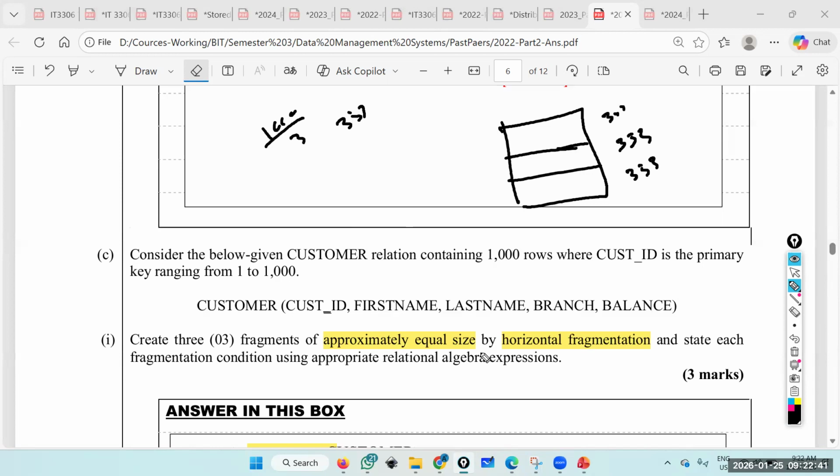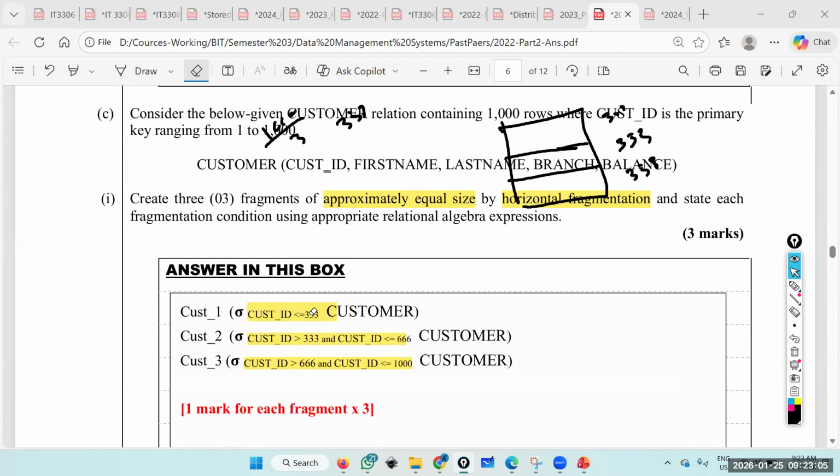No location, no department, no such thing. So therefore, we have to go like that. Three fragments of approximately equal size by horizontal fragmentation and state each fragmentation condition using appropriate relational algebra. I have no option. I would say 1 to 333, 334 to 666, 664 to 1000. And it's pure sigma. Yes, because it's basically size based. So you can expect that kind of question as well. Maybe this is for the performance reasons.